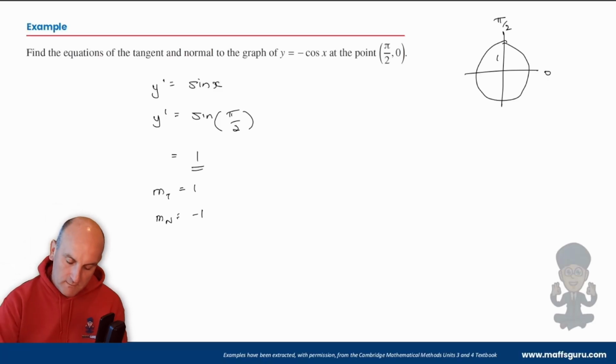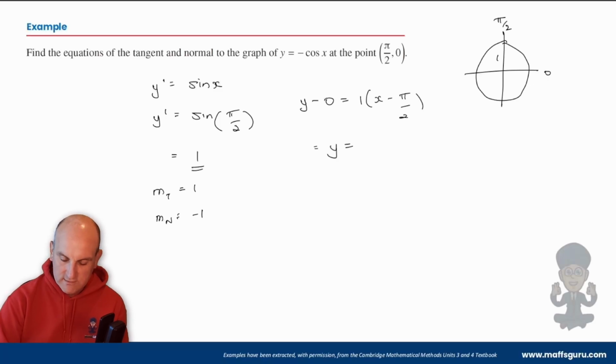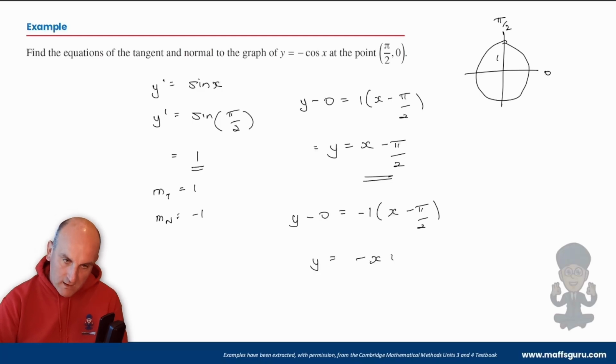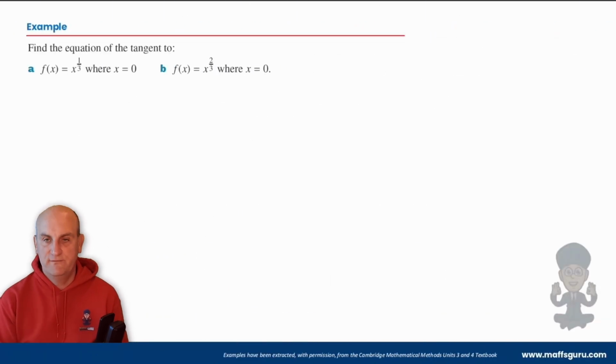So therefore, I now know my equation of my tangent is given by y minus y1, which is 0. How do I know that? They've given it here. Is equal to m, which is 1, times x minus x1, which is pi on 2. So in which case, y is equal to x minus pi on 2. So that's my tangent. My normal, exactly the same idea. y minus 0 is equal to, in this situation, minus 1 of x minus pi on 2. And so y is going to be equal to minus x plus pi on 2. And again, I could have used my calculator for this, but these are fairly simple examples.